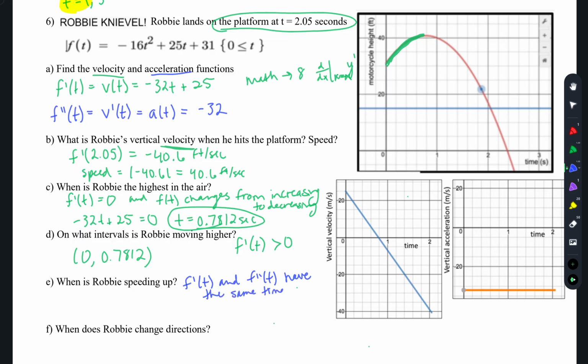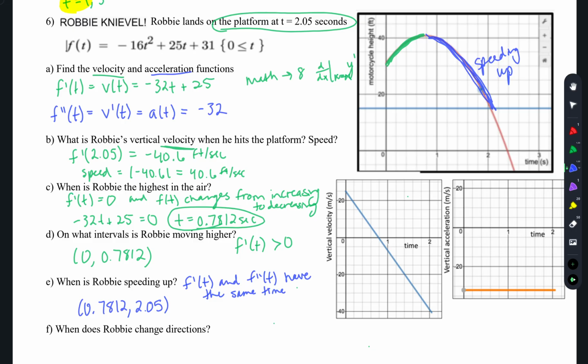So think of them as working together. That's why I always think about Robbie for this one. When I'm going down and gravity's pushing me down, I'm going faster. It's not working against it. So that one is going to be from 0.7812 to when he literally lands, which was 2.05. So this was that time. So it landed here. So speeding up. So just think of it as working together.